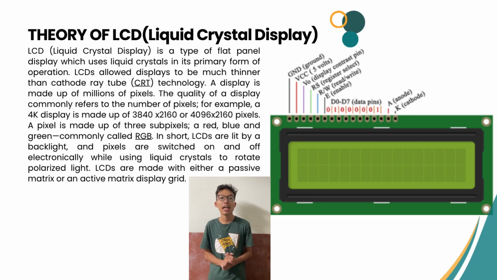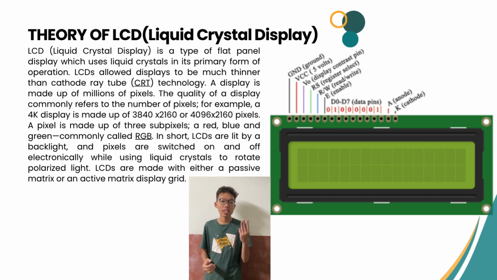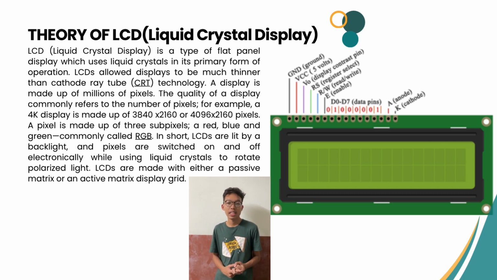Specifically, a display is made up of millions of pixels. A 4K display is made up of 3840 times 2160 or 4096 times 2160 pixels. And these pixels are categorized into three colors, which are red, blue, and green, commonly called RGB.